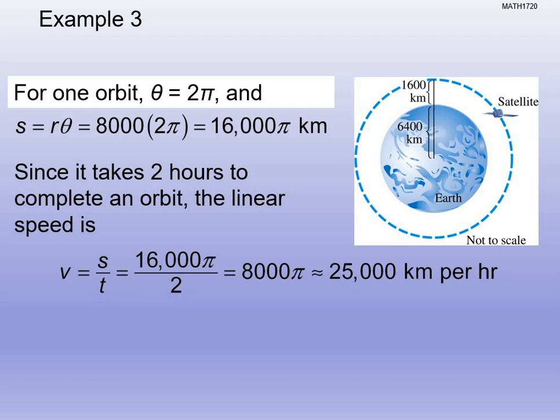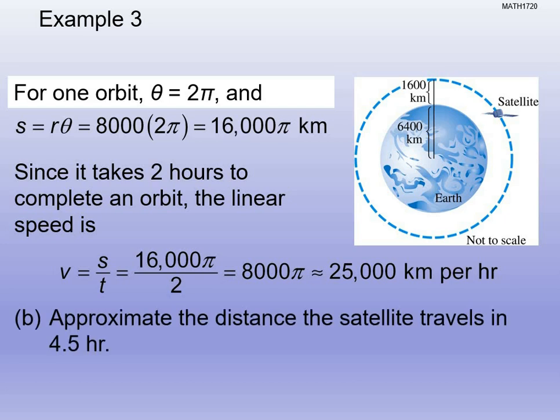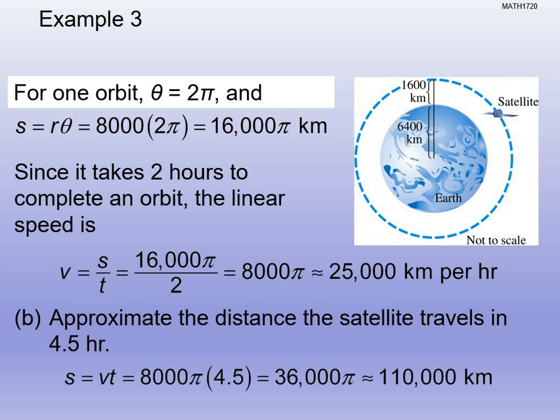So last part of this, I want you to approximate the distance the satellite travels in 4.5 hours. So how many orbits is that, right? It's 2.25 orbits. So you got to think about that. As we do this problem, you just have to take S equals VT. So distance equals rate times time, right? You've learned that before. So S equals VT.